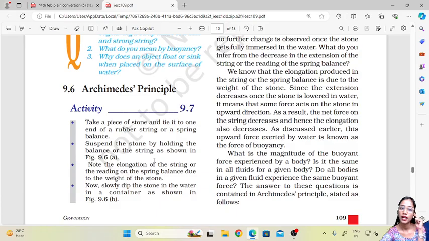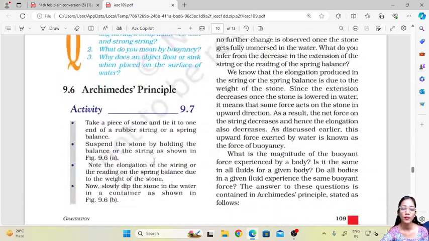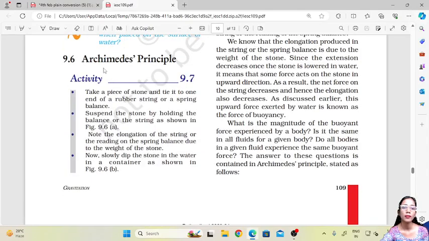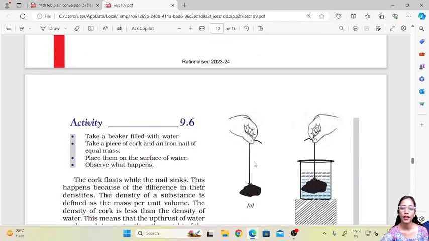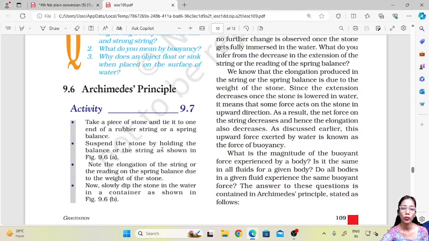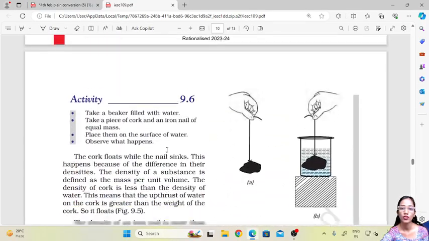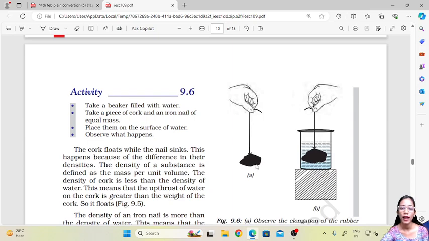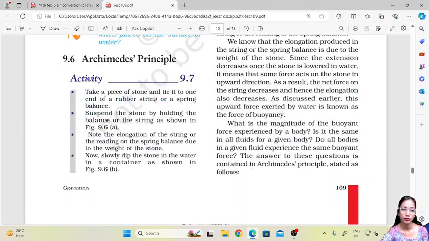Now the last part is the Archimedes principle. For this we need to do an experiment. Take a piece of stone and tie it to the end of a rubber string or a spring balance. Suspend the stone by holding the balance or the string. So you have to hold it in this way and let it suspend.